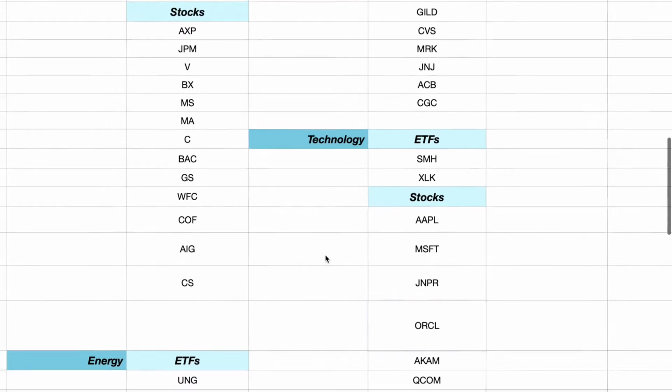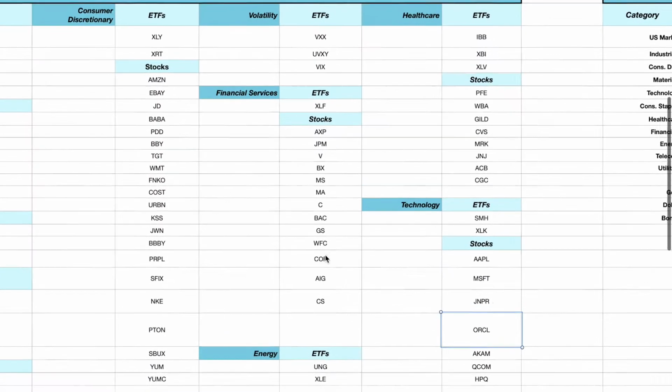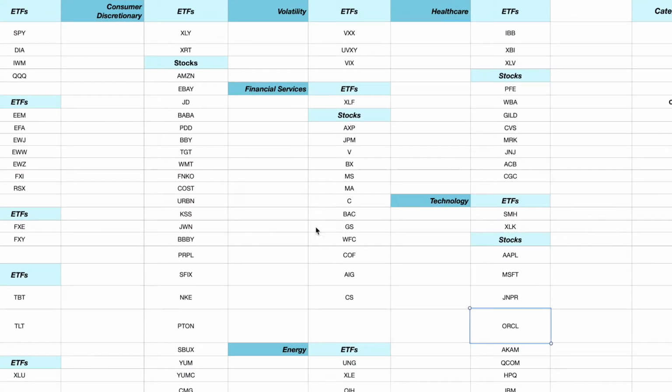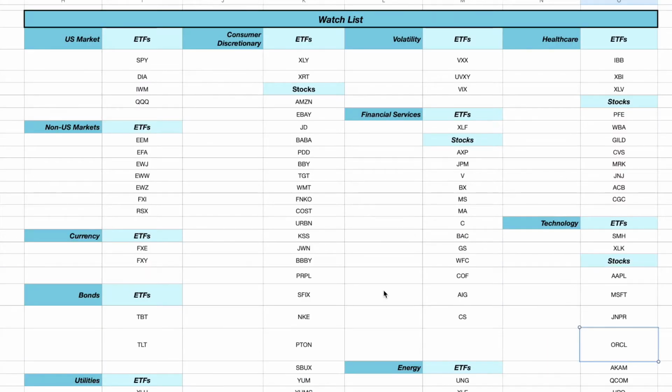And so when you're building your own watch list like this, just keep in mind that you want to have as many sectors on your list as possible. And again, it's very easy to go on Google and just look up the main sectors in the US economy. And when you do that, you will see things like technology or healthcare, financial services, energy, utilities, so on and so forth. These are big name sectors, very easy to find.